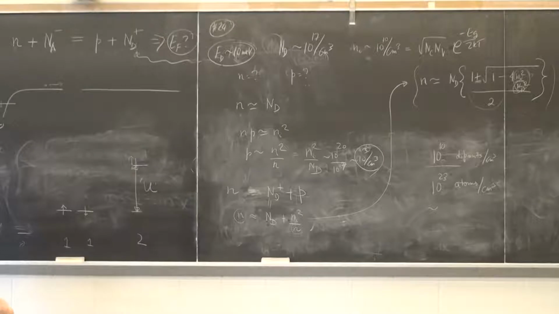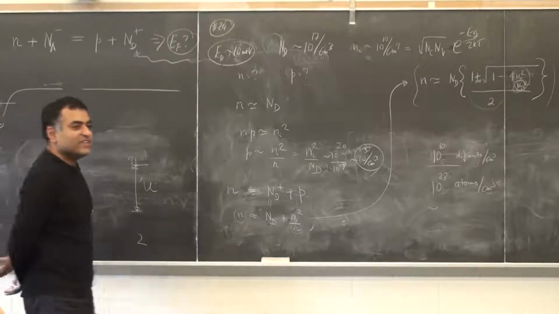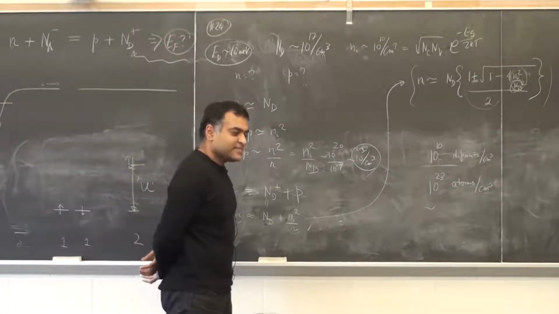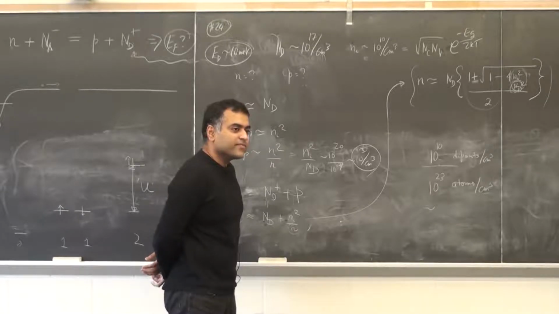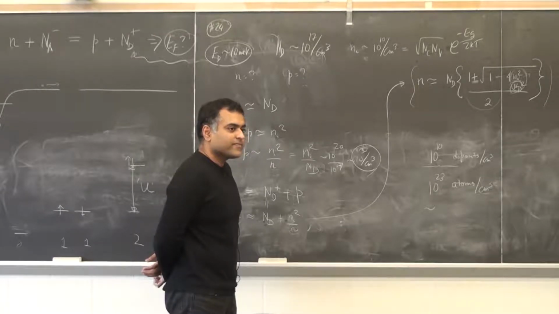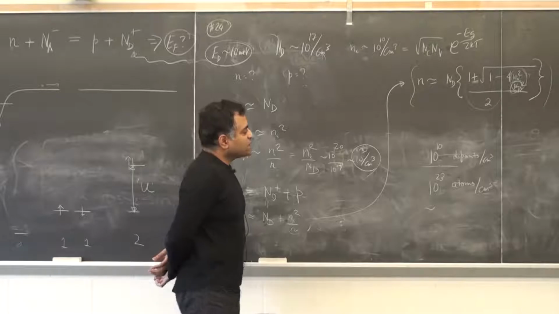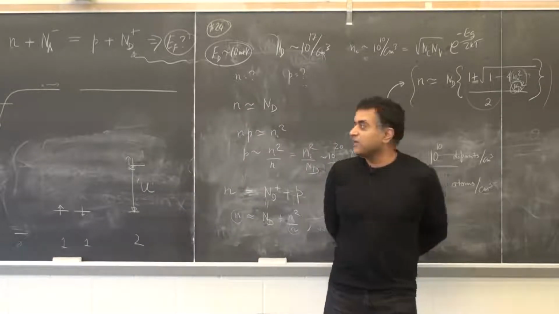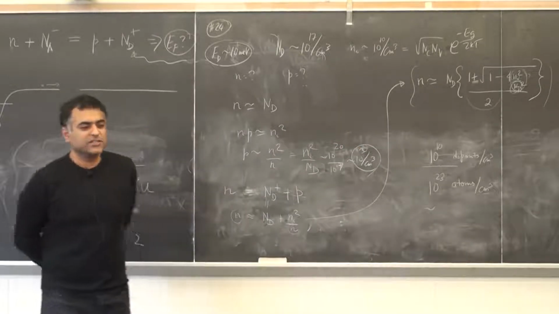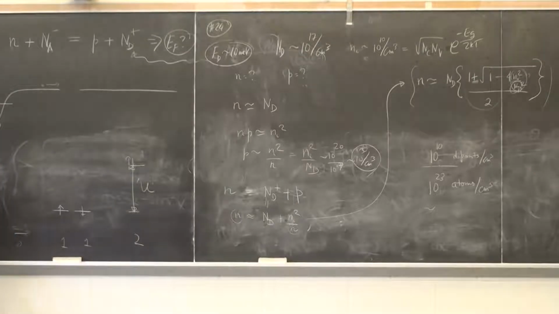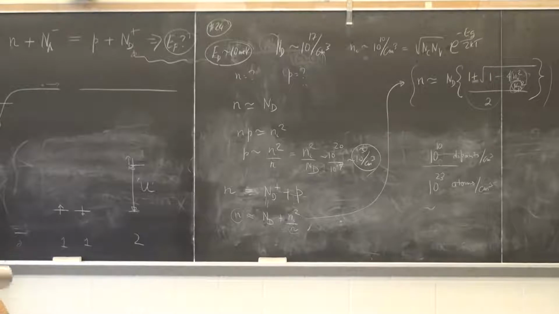When we say a semiconductor is lightly doped versus heavily doped, is that with respect to the intrinsic carrier concentration, or is that just colloquial for a range? When we say a semiconductor is doped, we always implicitly mean it's much larger than Ni. It's orders of magnitude larger than Ni. That's what we implicitly mean.